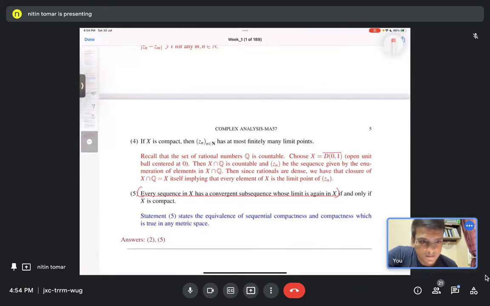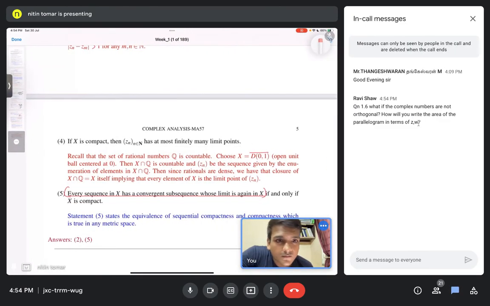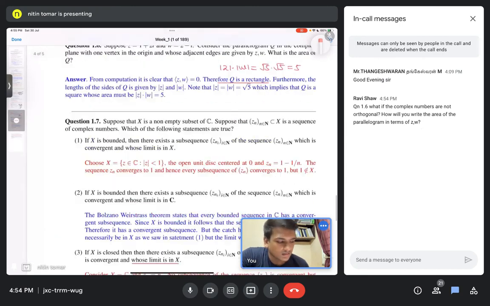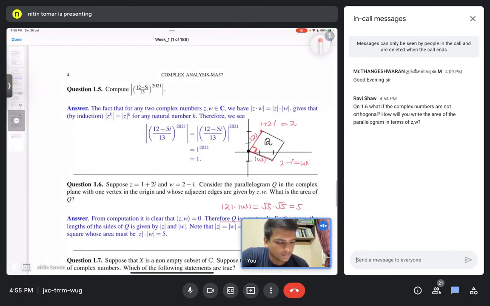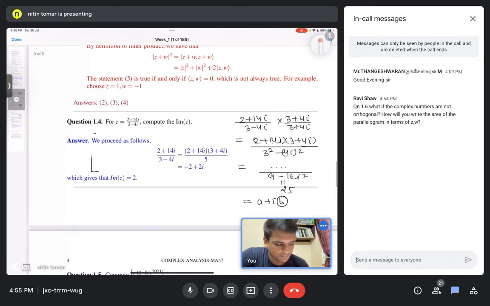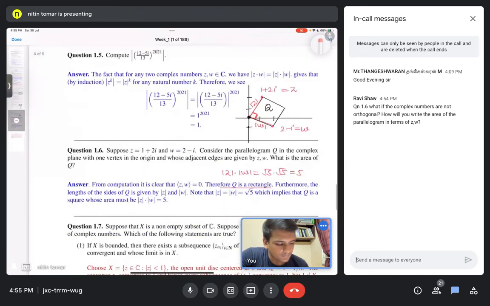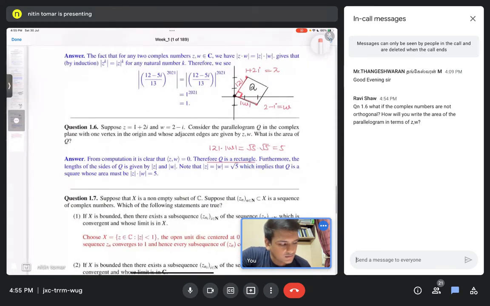Okay, on 1.6. In 1.6, what if the complex numbers are not orthogonal? How will you write the area of the parallelogram in terms of Z and W? Hmm, so you have many techniques for that.